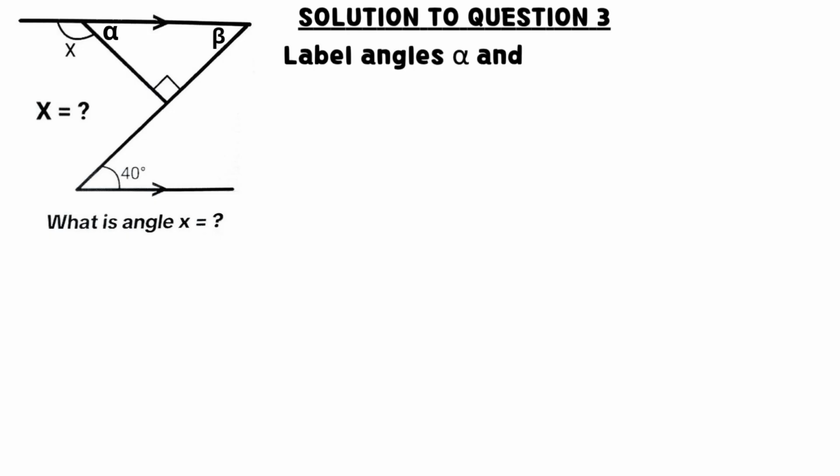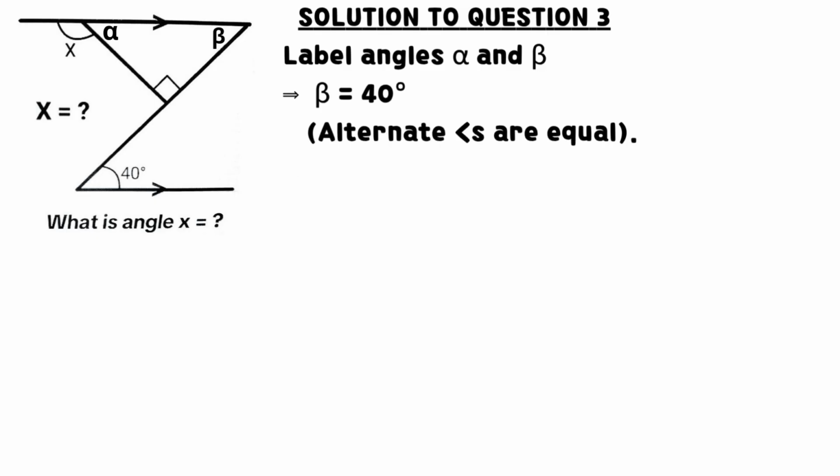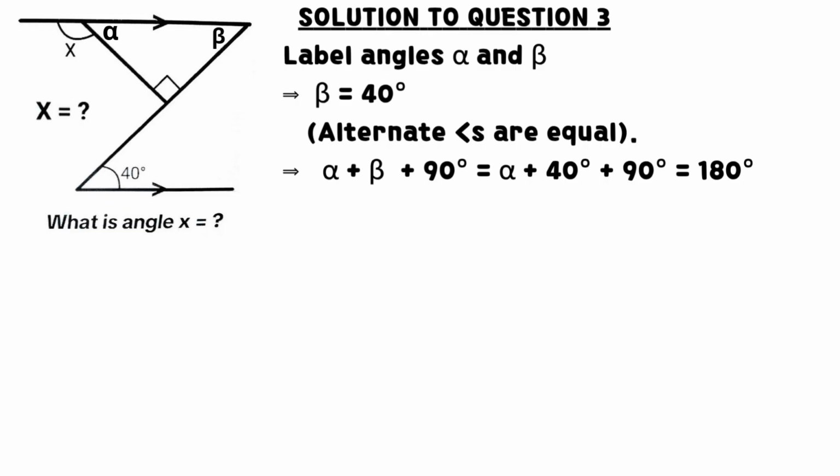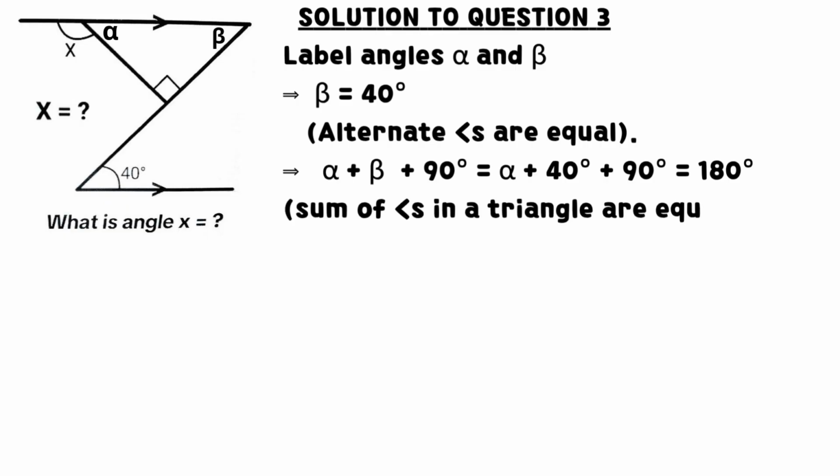Solution to question 3. Label angles alpha and beta. This implies that beta equals 40 degrees. It is because alternate angles are equal. This implies that the sum of alpha and beta plus 90 degrees equals the sum of alpha and 40 degrees plus 90 degrees, which equals 180 degrees. It is because sum of angles in a triangle is 180 degrees.